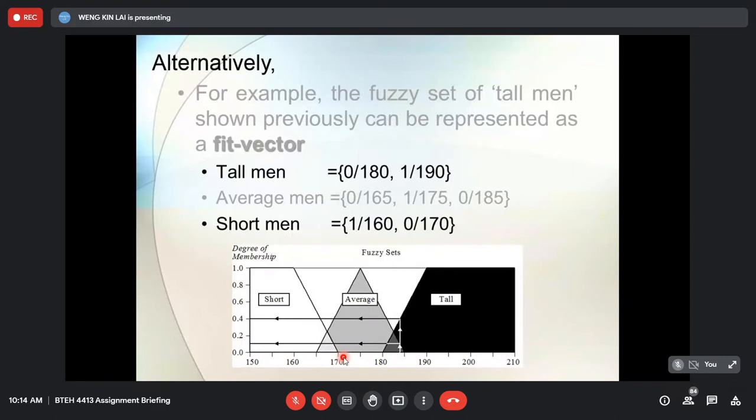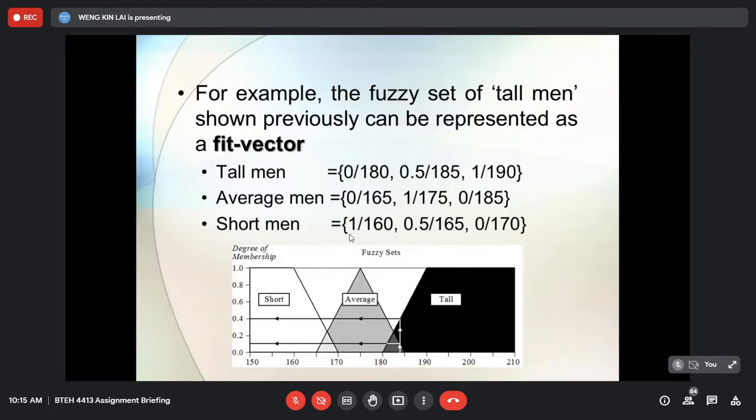Alternatively, you can also do it this way. This is a simpler fit, of course up to you to define. In this case, you only use 2 of them: 0 for 180, anything less than 180 is 0, anything more than 190 is a 1. So this is one way, using only these two, because you can see it's easier to define this way rather than the earlier one, which is based on 3 values.